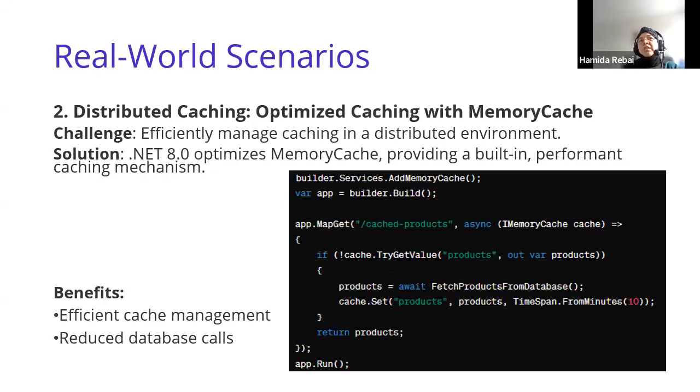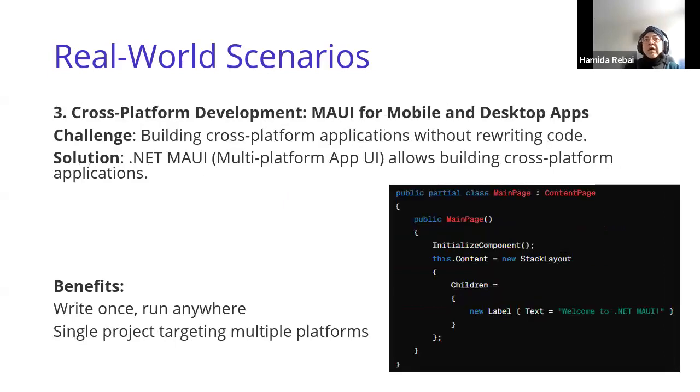Another scenario is distributed caching, optimized caching with memory cache. Here is an example using memory cache, providing a built-in performance caching mechanism. So we have efficient cache management and reduced database calls in this case.